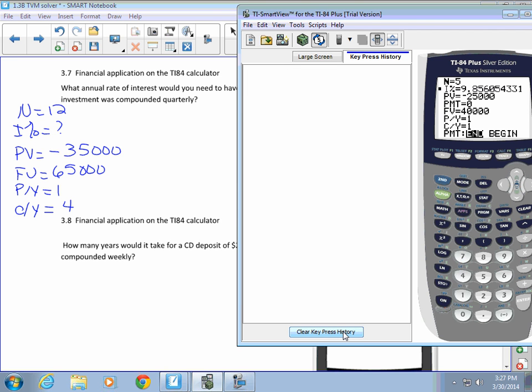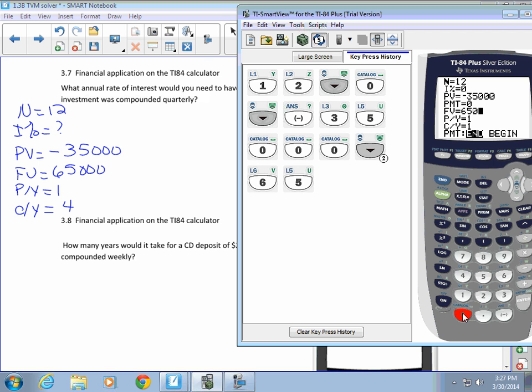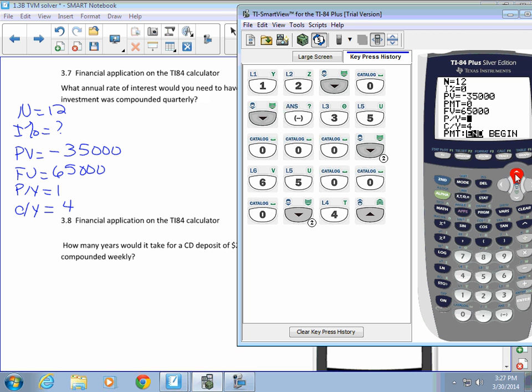So up at the top there, we're doing this for 12 years. Don't know our interest. Present value is negative $35,000 that we're investing. We want to end up with $65,000 in the future, and compounded 4 times a year. Go back up to interest, alpha, enter, 5.19%.